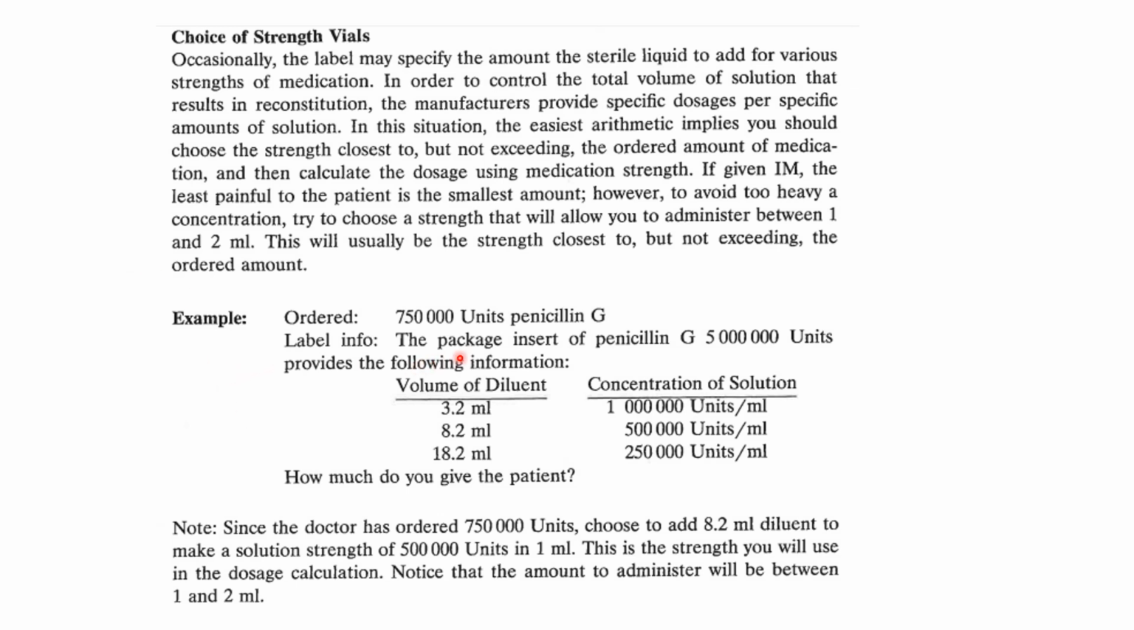And here is an example where there were 750,000 units of penicillin ordered, and you have some choices here. And that's the amount of diluent that you put when you do this. So how much do you give the patient? Here you choose to add 8.2 milliliters to make a solution of strength 500,000 units in 1 milliliter. This is the strength you would administer, and the amount that you will give is between 1 and 2 milliliters. In fact, you're going to give 1.5 milliliters of that, and that tells you how much diluent to use.